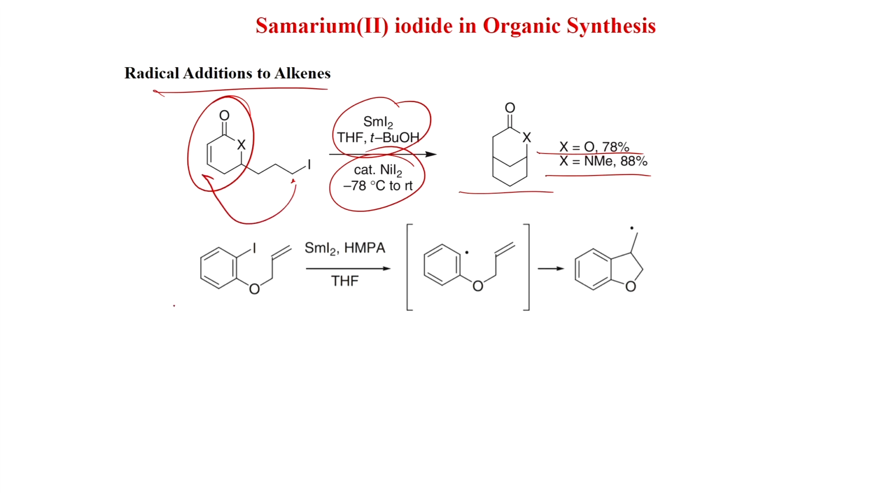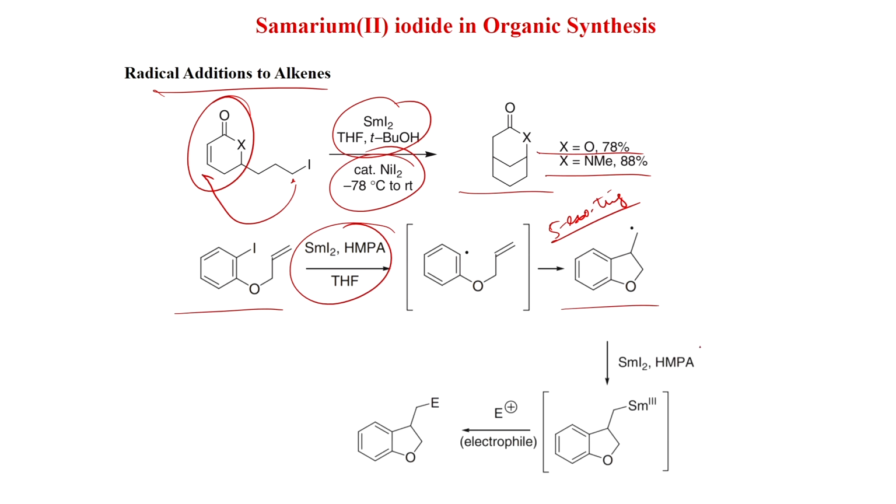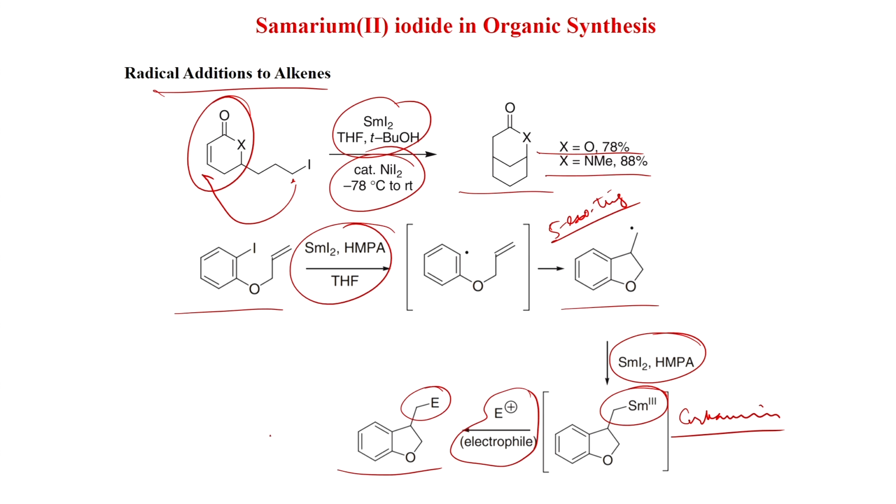Also, if you have this kind of substrate, and here also this is the aromatic iodide, and with samarium iodide you get the aryl radical, and this radical immediately reacts in 5-exo-trig fashion. So, this is not activated, and in this case you get this, and with samarium iodide HMPA you get the carbanion. So, this is the carbanion. The electrophile can react with this carbanion and you get this kind of product.